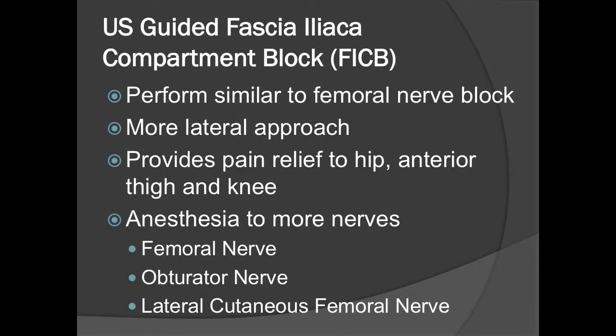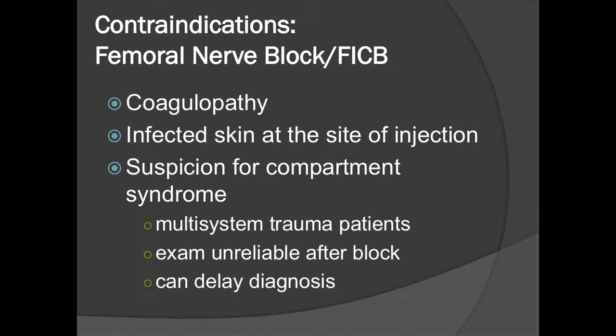So now I'll talk about the fascia iliaca compartment block. That's basically getting the whole compartment, not just the femoral nerve. So it's going to get the femoral nerve, the obturator nerve, and the lateral cutaneous femoral nerve. So it's getting more anesthesia to the whole area. It's easier, and it's not right next to the artery. So if your nervousness is that you're like, oh, I don't want to be next to that artery, if I inject the artery, this is a big problem. This helps take that away. So it's much more lateral.